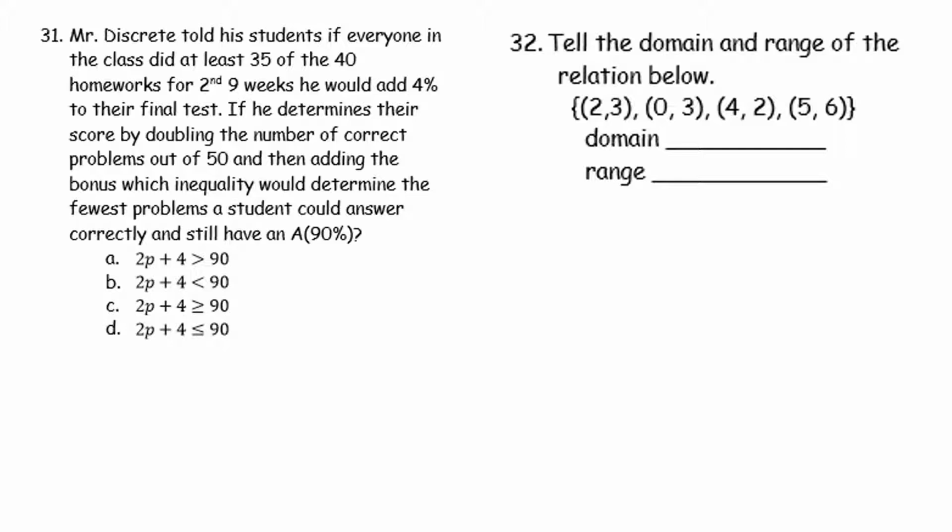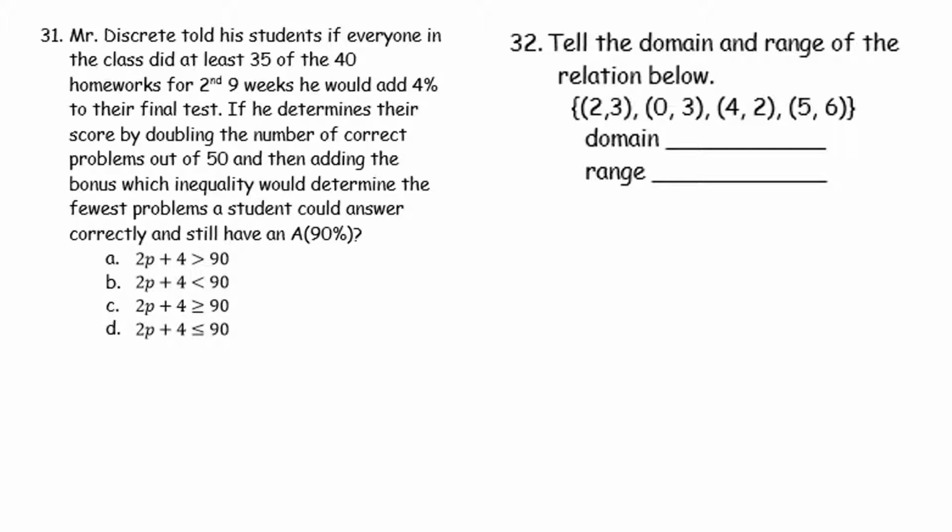So right here it says, Mr. Discreet told his students if everyone in the class did at least 35 of the 40 homeworks for the second 9 weeks, he would add 4% to their final test. If he determines their score by doubling the number of correct problems out of 50 and then adding the bonus, which inequality would determine the fewest problems a student could answer correctly and still have an A, which is a 90%.